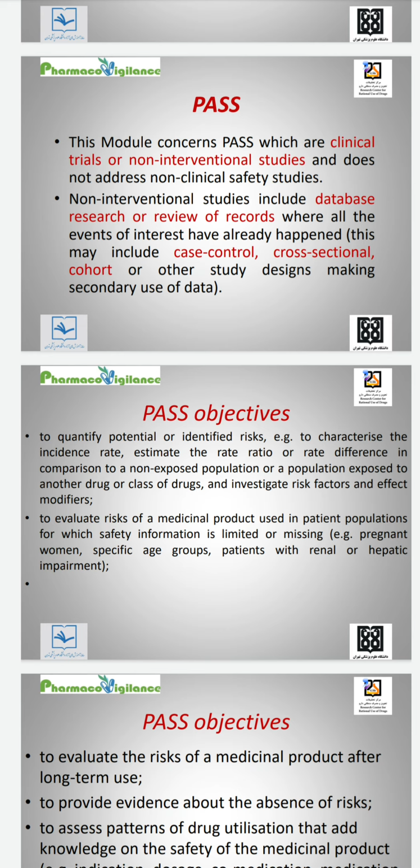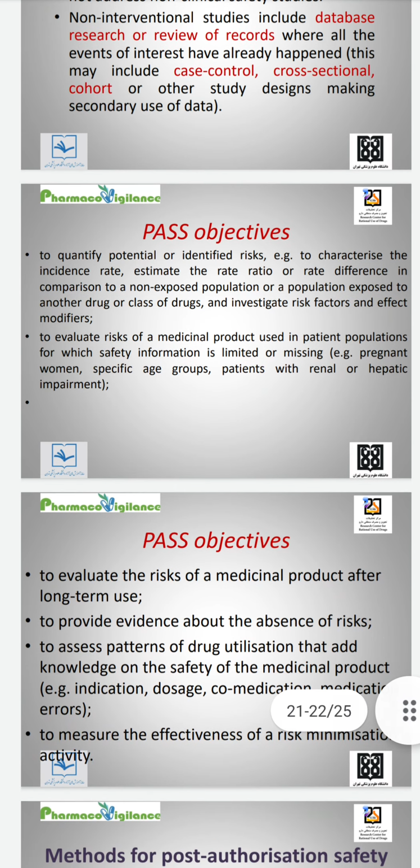For example, to evaluate risk of medicinal product used in a patient population for which safety information is limited or missing, such as pregnant women, a specific age group, or patients with renal or hepatic impairment, we should use a post-authorization safety study. This is one of the objectives.